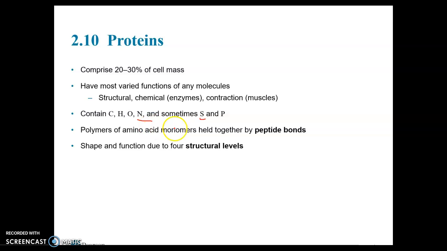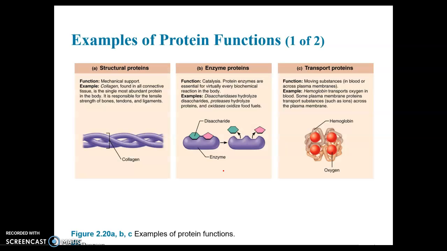They can be structural. They can be enzymes. There's even some hormones that are proteins, like insulin, for example, is a protein hormone instead of a steroid hormone. So some hormones are actually proteins, and enzymes are always proteins. Muscles, for contraction, muscles are always protein. Proteins are polymers of amino acids. The monomers of proteins are amino acids. And they're held together by bonds called peptide bonds, and those are just bonds between amino acids.